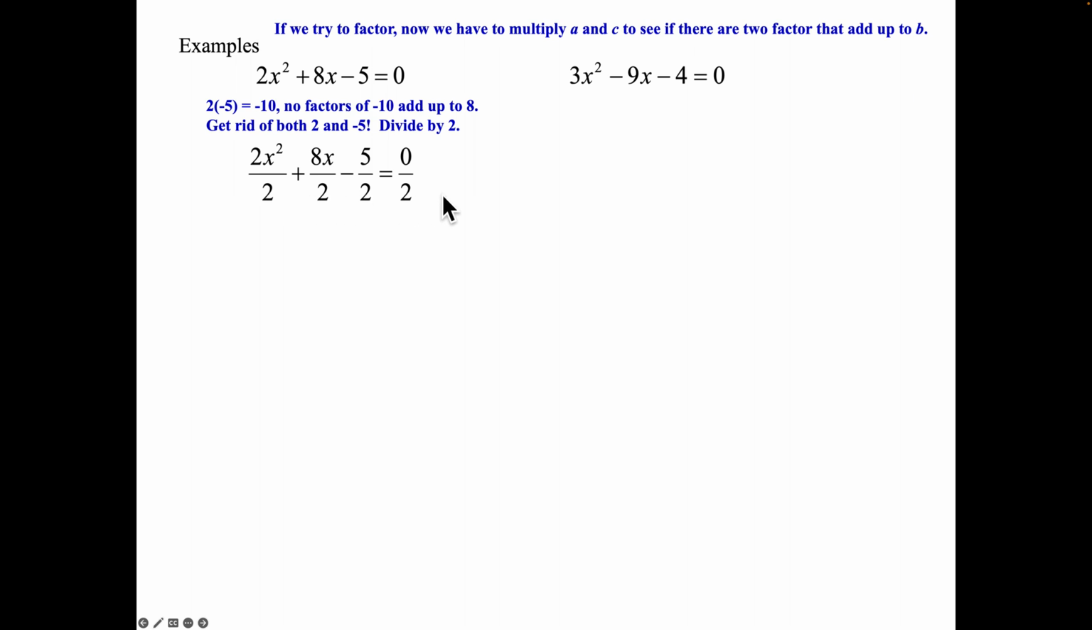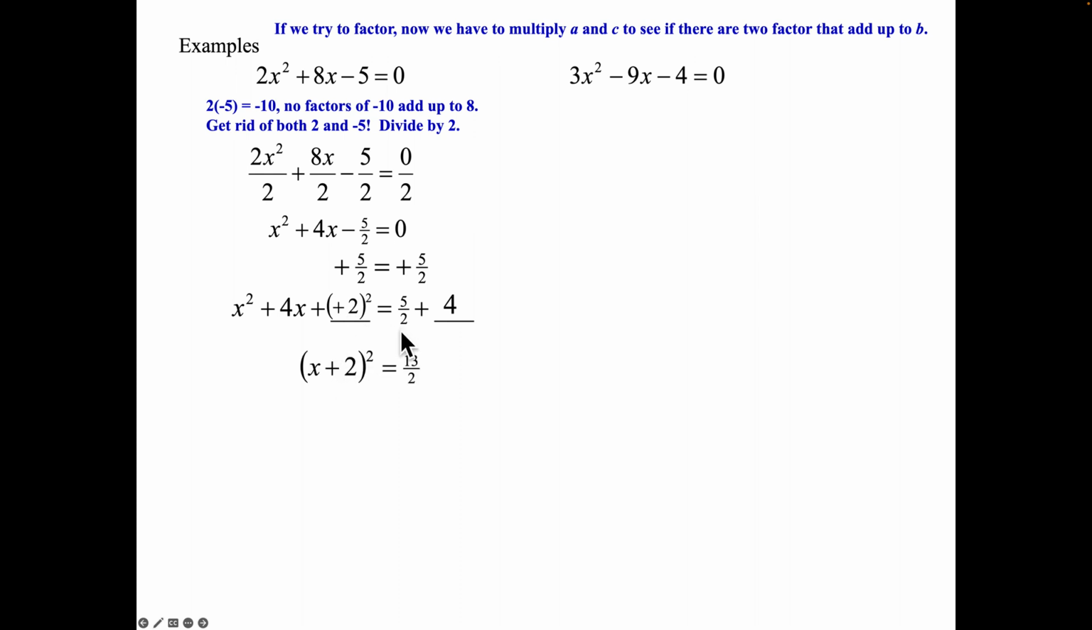Divide everybody by 2. Don't panic that there's a fraction here. It's okay. Add the 5 halves over to the other side, put in your plus blanks. Remember, don't panic. Fill in your blanks. Half of a positive 4 is a positive 2 squared, which is 4. Left side's going to be x plus 2 in parentheses squared. Over here, now the integer and the fraction are just on opposite sides. 2 times 4 is 8, plus 5 is 13. It's equal to 13 halves.